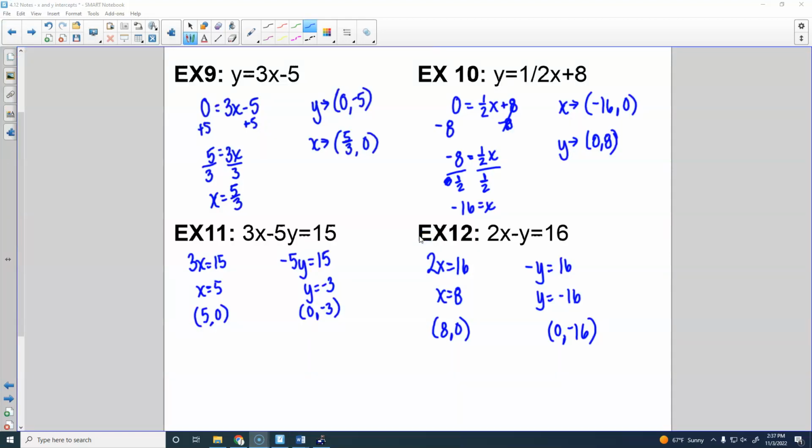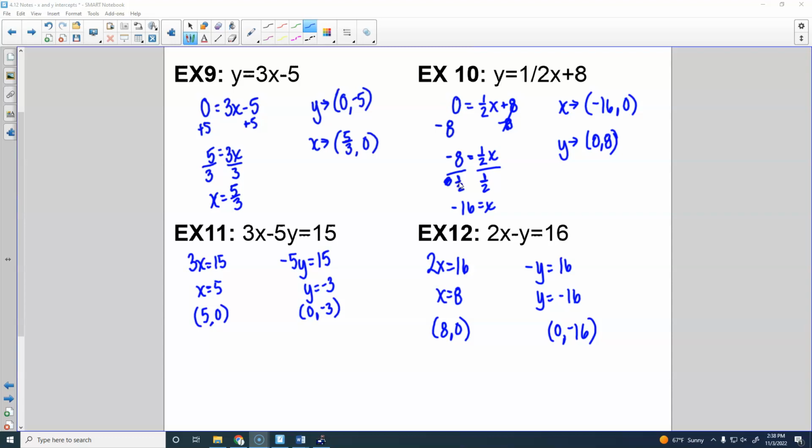You should get an x-intercept of 5/3, 0, and a y-intercept of 0, -5. For the next one, you should get an x-intercept of -16, 0, and a y-intercept of 0, 8. Anybody that got -4 instead of -16? Usually students, when they do -8 divided by 1/2, will get -4.